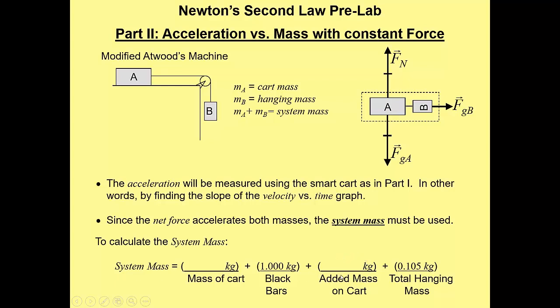And you're going to change this one, right? The added masses every single time, which changes the system mass. Okay? So this is one of the big errors in this lab, is that people put the mass of the cart or the ones they add to the cart. They don't put the entire system mass in there. Okay? And this equation is on your lab sheet right above the data table to help you out.